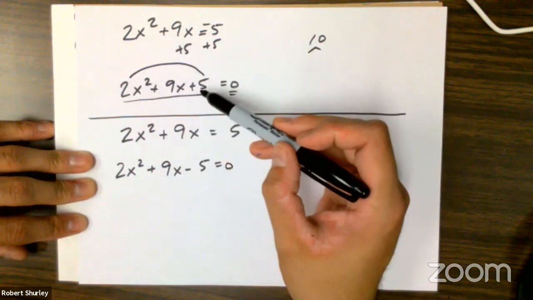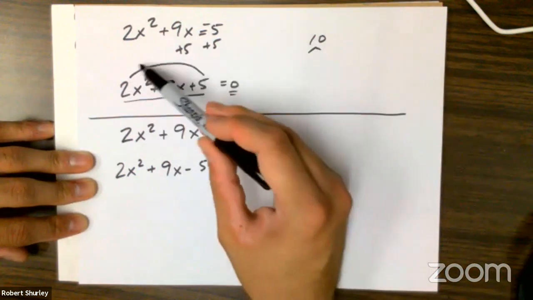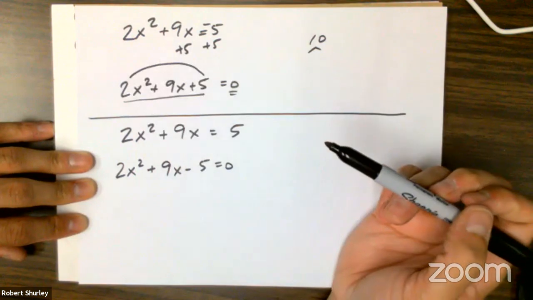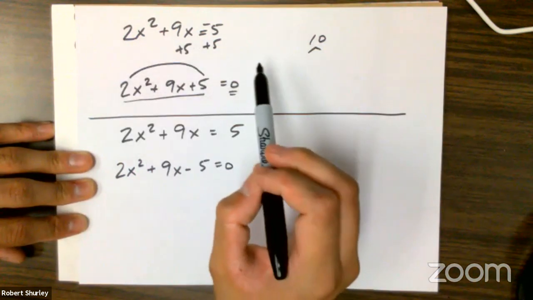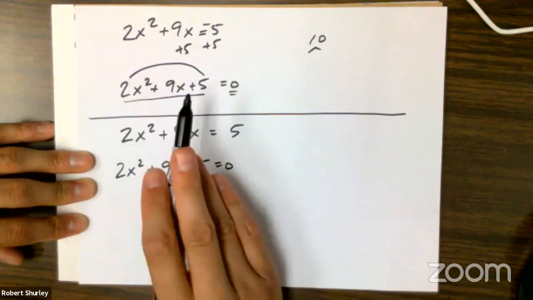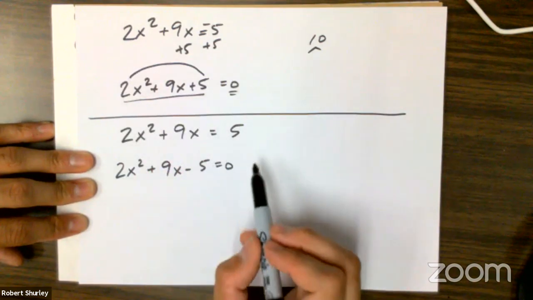This is not factorable. We'd have to use another way of solving this that we're going to get to at the end of this semester, okay? So don't worry about this happening to you in the homework or the test. It's not going to happen, okay? They're set up nice like this one. So back to this question.